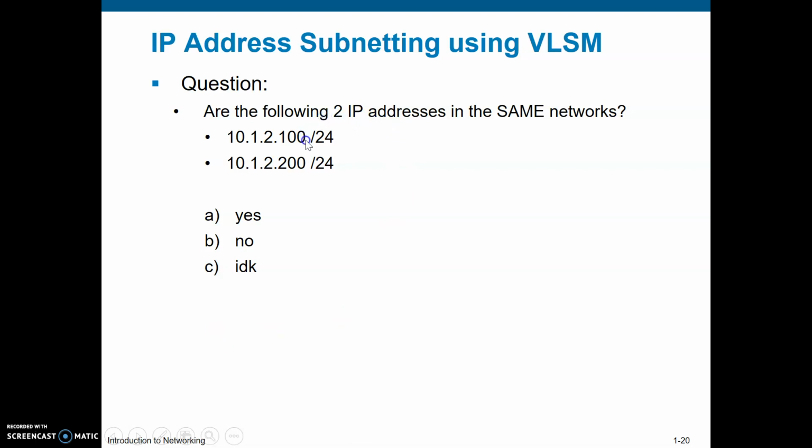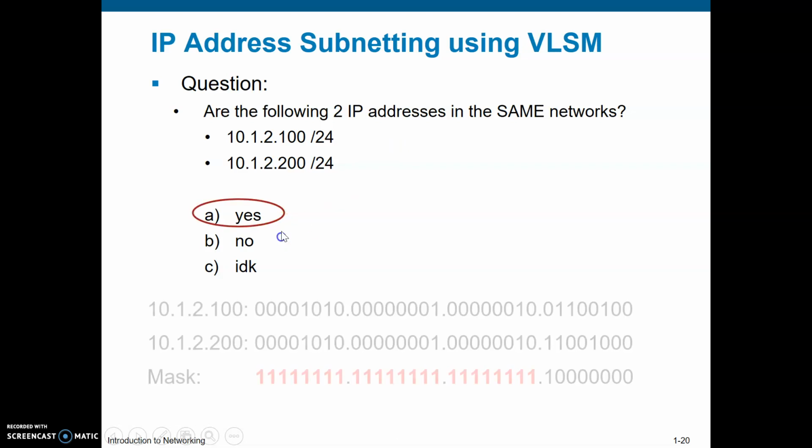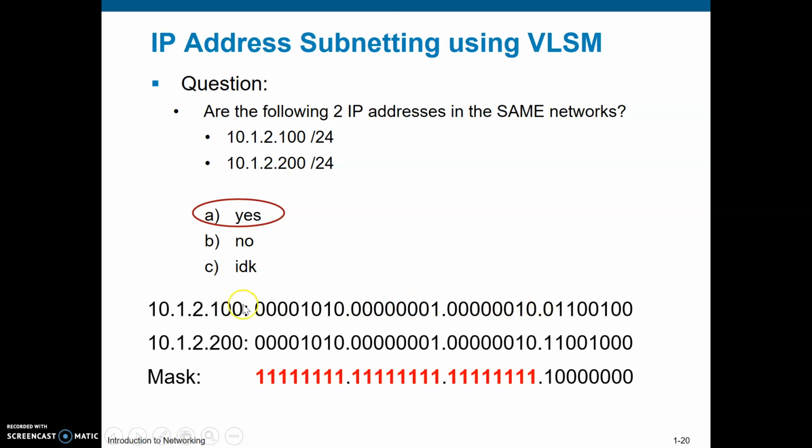Now I give you more information, which is the subnet mask or the prefix. If given a /24, are they in the same network or different networks? The answer is they are in the same network. Why? If you convert them into binary and compare these two IP addresses, the first 24 bits are the same between them. So they are in the same network. They belong to the 10.1.2.0 network.